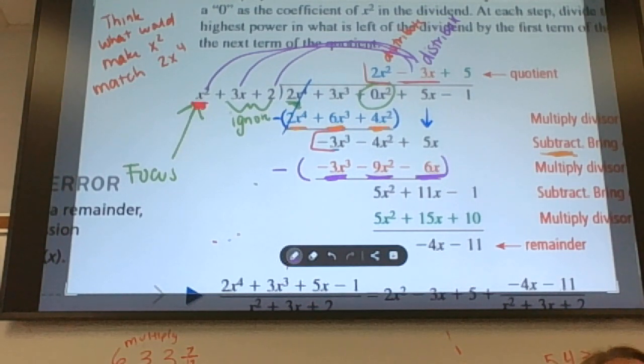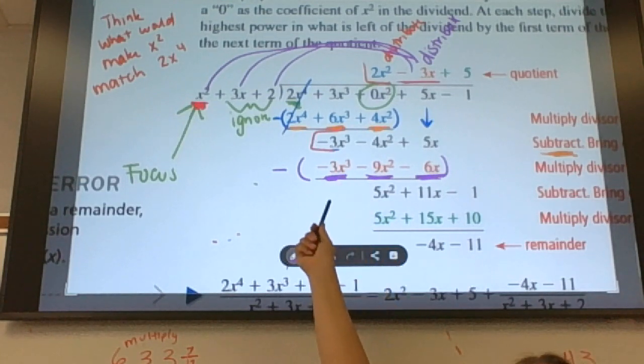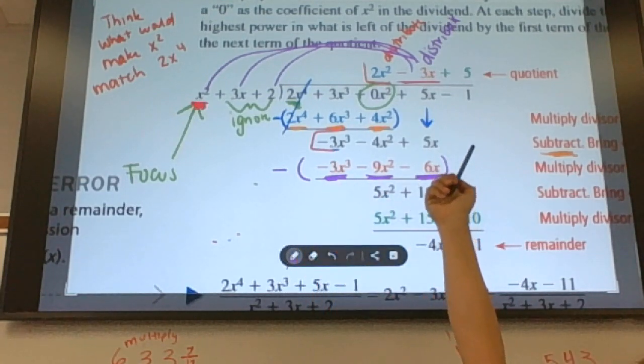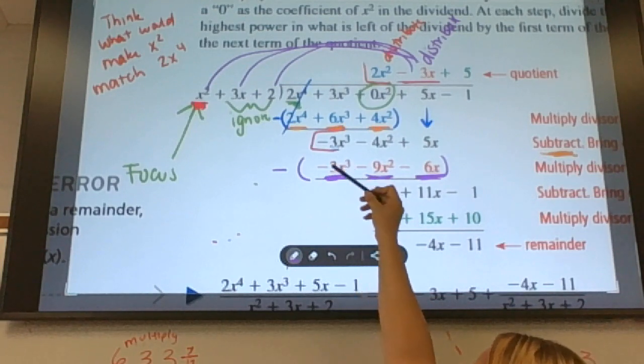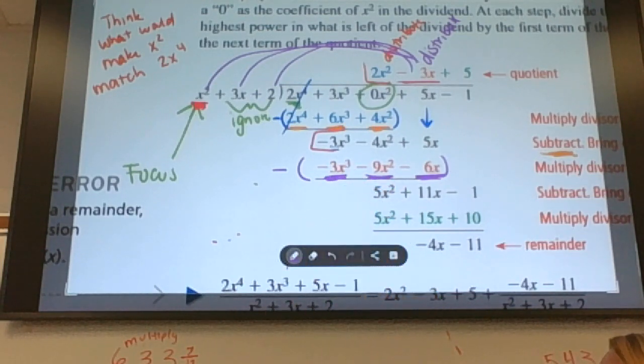Libby, did you have a question? Yes, that's a good one. This first thing should always cancel, or you picked the wrong number up top. The purpose is to do this minus this, and it cancels. Like 7 minus 7, 0.